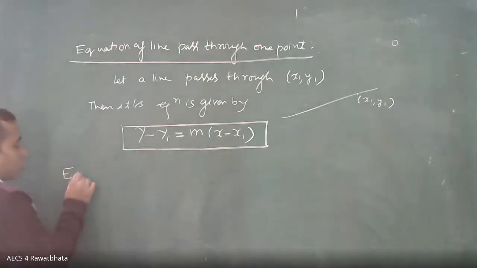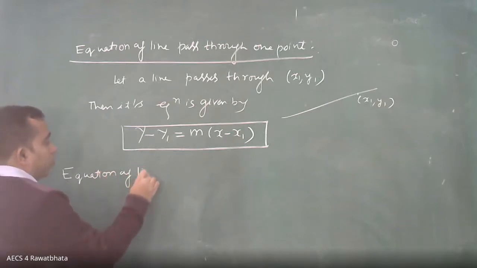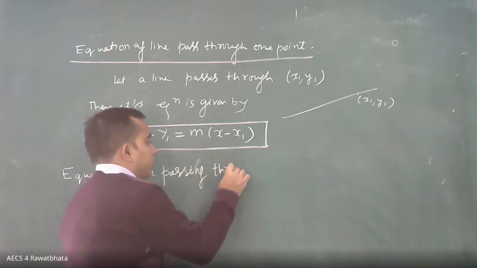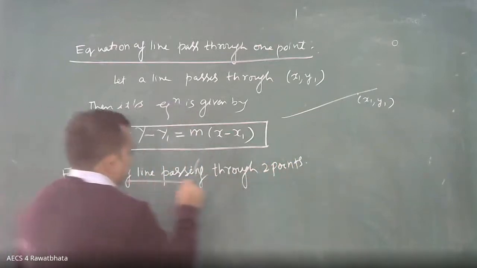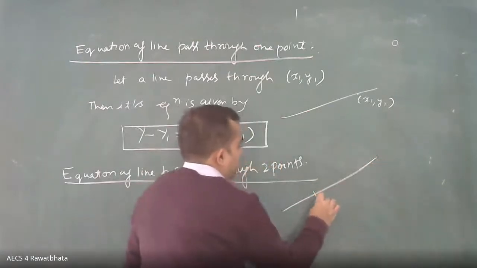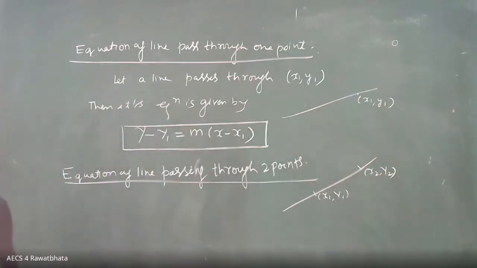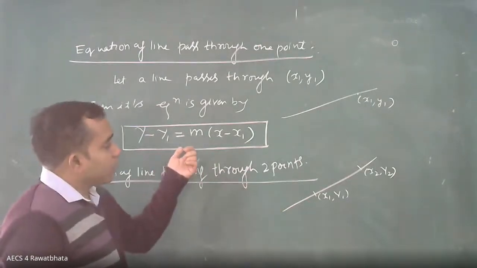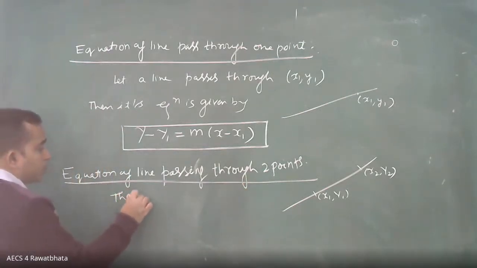Then sometimes we know 2 points on the line. So next is the equation of line passing through 2 points. Say x1, y1 and x2, y2. Let us assume this is the line, and the 2 points x1, y1 and x2, y2 are on it. From 1 point, the equation of the line is this. Then can I find the value of m from this fact? What should be the value of its slope? y2 minus y1 upon x2 minus x1.